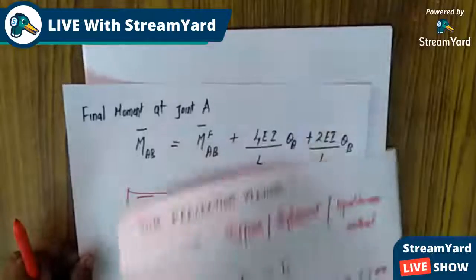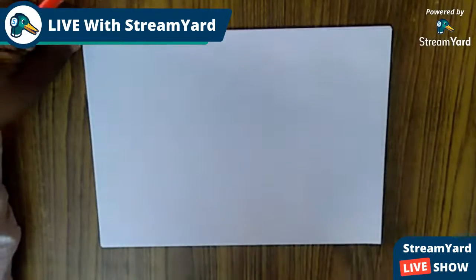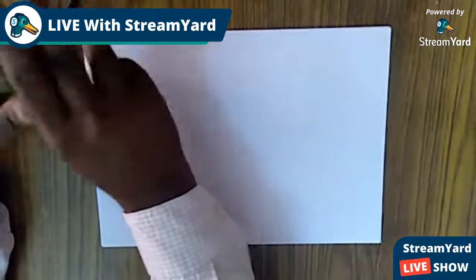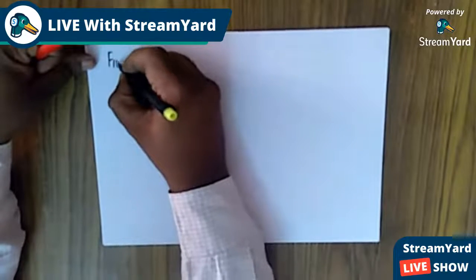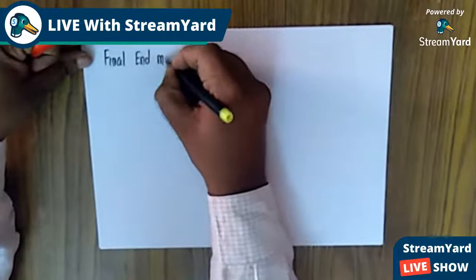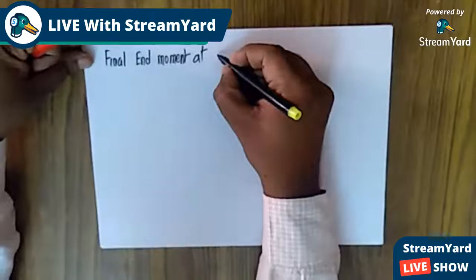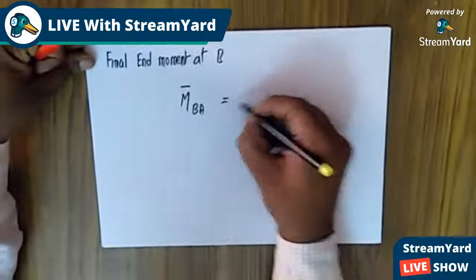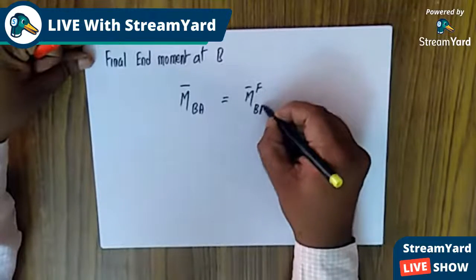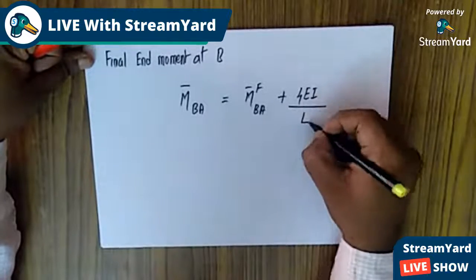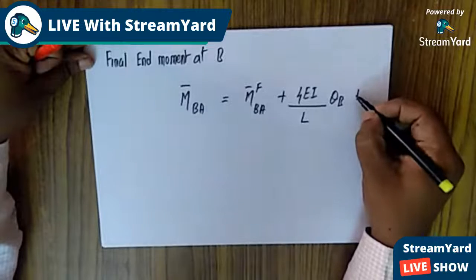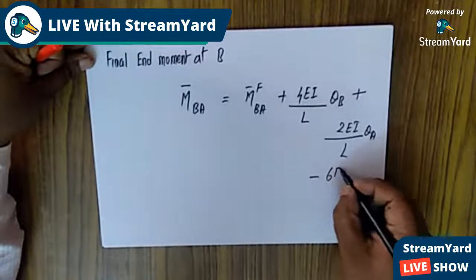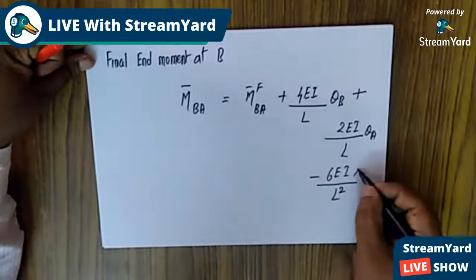Similarly, if you sum up all the moments which we obtain in all the four steps at joint B, we will get the slope deflection equation at joint B. So let me write the equation for the final end moment at B. I use the notation M bar BA, which is equal to M bar F, that is from step 1, plus 4EI/L theta B, this is from step 2, plus 2EI/L theta A, minus 6EI/L square multiplied by delta.